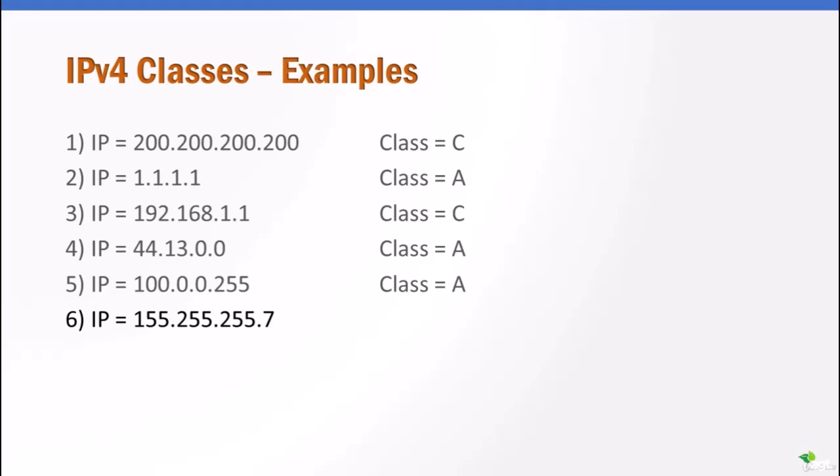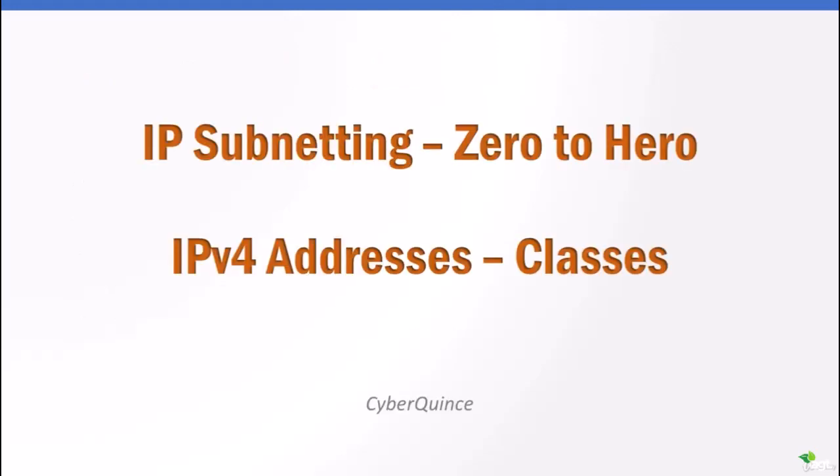And the last example would be 155.255.255.7. So the first octet is 155. Class A is between 1 and 126. Class B is between 128 and 191. So this IP belongs to class B. And that would be all for this lesson. See you in the next one, where we definitely talk about CIDR.